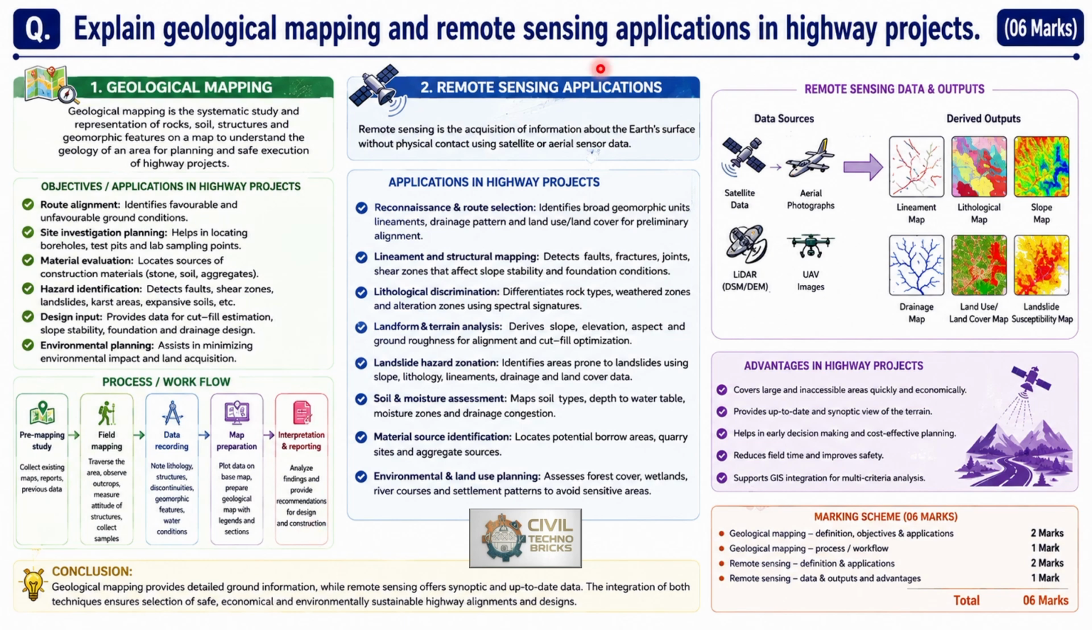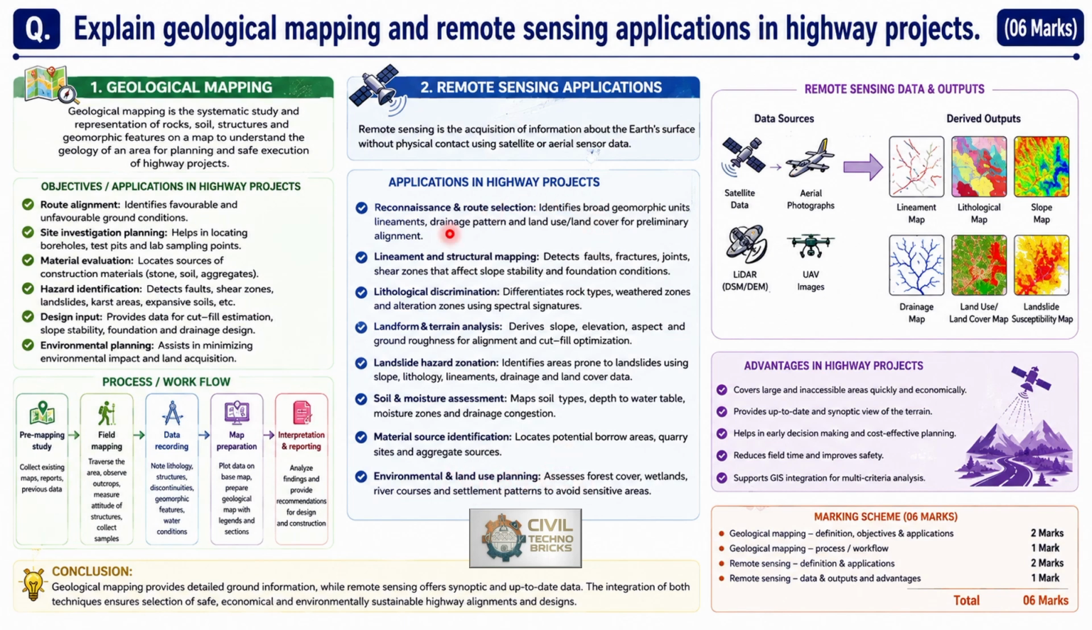Second part, that is remote sensing and its application. Remote sensing is the acquisition of information about the earth surface without physical contact by using satellites and sensors. That may be a ground based sensor, aerial sensors, or satellite sensors. So what are the applications from the highway project point of view? The remote sensing technique is used from reconnaissance and route selection, then alignment and structural mapping, then lithological discrimination, then landform and terrain analysis, followed by landslide hazard, soil moisture assessment, material source identification, and at the end, environmental and land use planning.